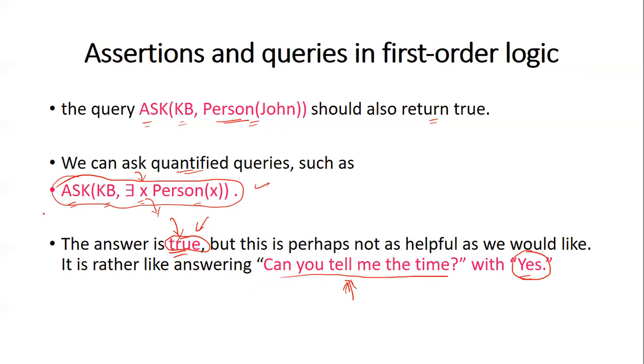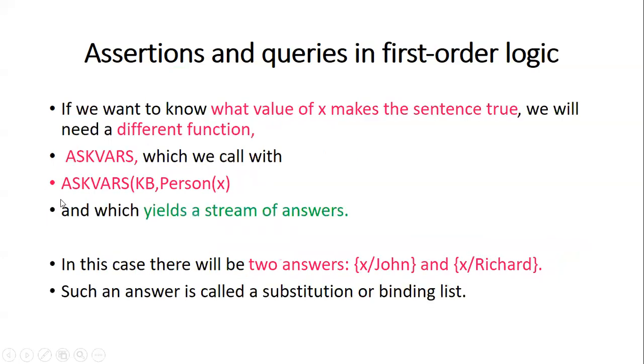So in that case, we should not use ask. Rather, we have some other function which is called ask vars. If you don't want true or false as a result, then you have to use ask vars. So ask vars of kb comma person of x. There is a close bracket here, right?